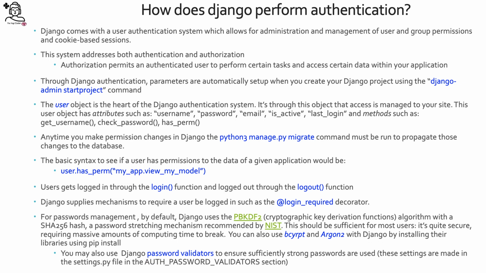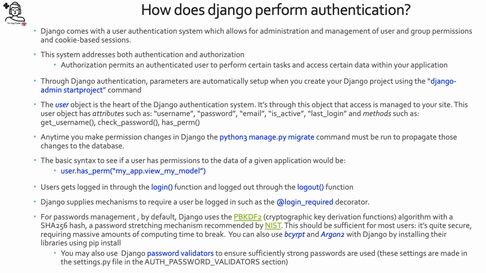For password management, by default, Django uses PBKDF2. This is a cryptographic key derivation function. It's an algorithm with a SHA-256 hash. It's a password stretching mechanism. It's recommended by NIST. And NIST is an organization that provides standards around security. It's a governmental organization. This should be sufficient for most users. It's quite secure, requiring massive amounts of computing time to break the password.